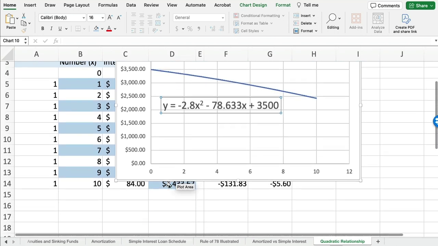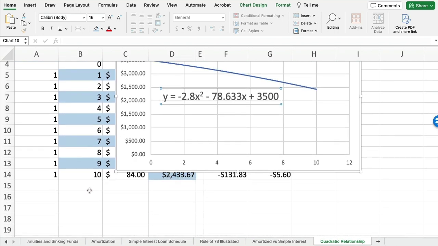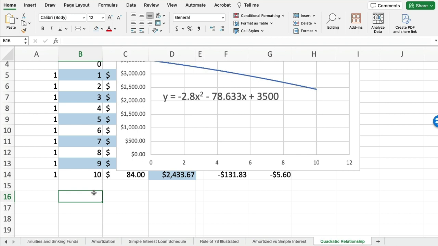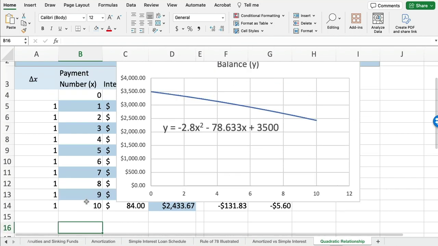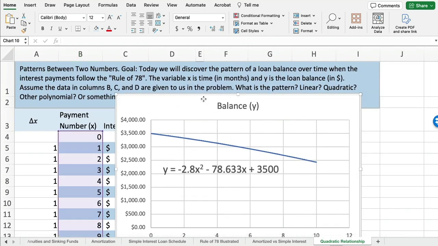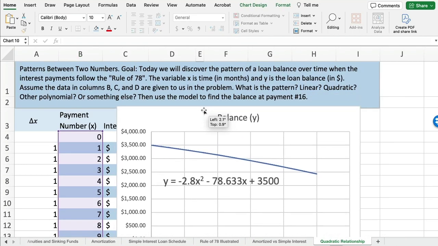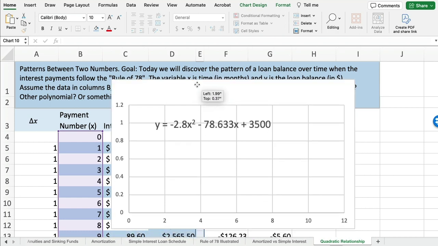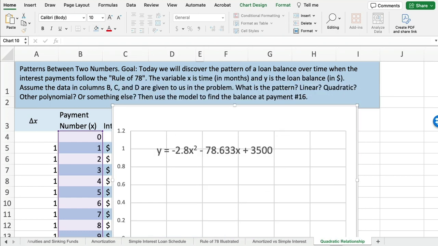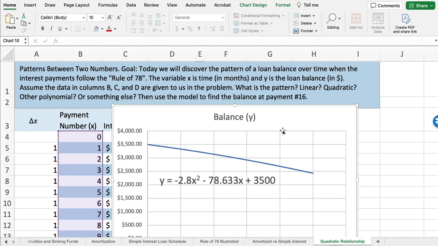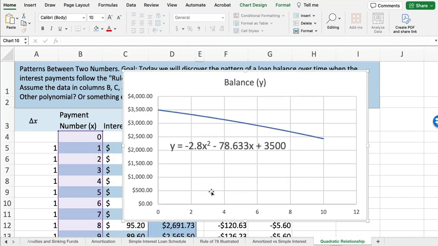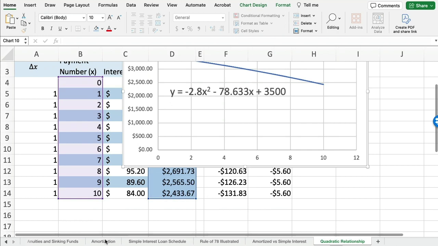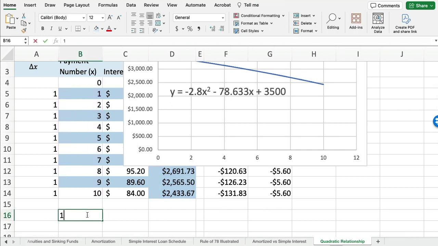So keep that visible there. And I'm just going to pick any old cell down here and make my value of x the one that we're asking about. So it wants to know what the balance is at payment 16. That's what the question asked. Payment number 16. Okay, I didn't mean to erase stuff. So, payment number 16. All right, 16 is x.